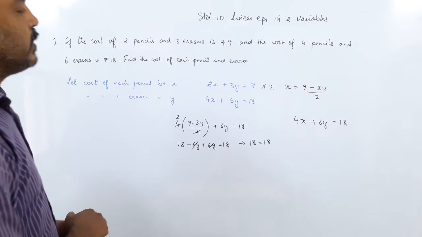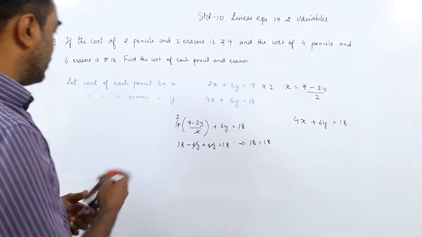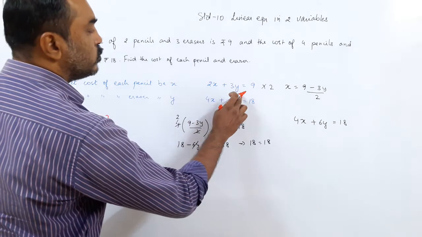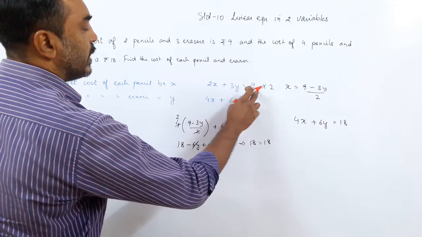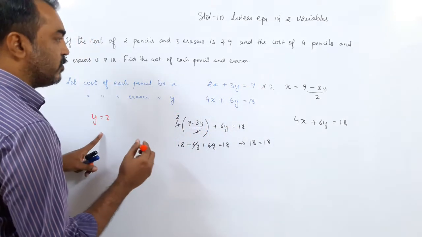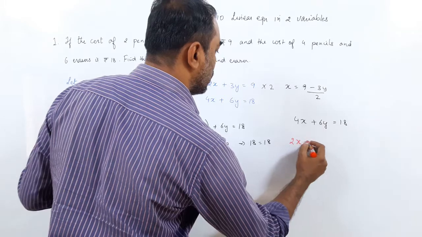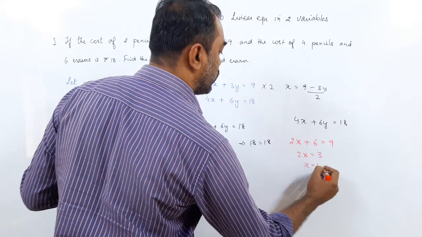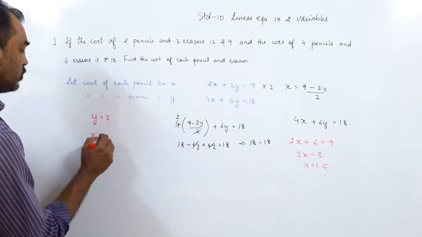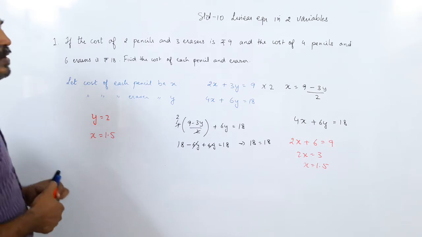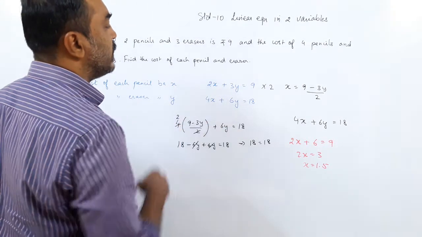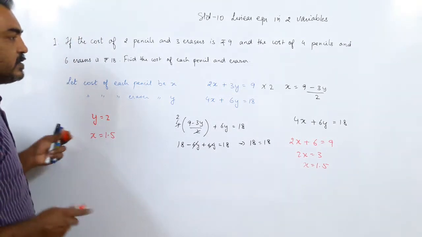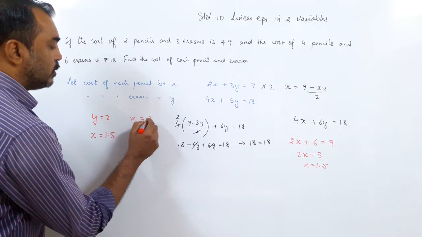So if you take the value of y to be 2, then 3 twos are 6, so 9 minus 6 is 3. We put the value of y equal to 2: 2x plus 3 twos are 6 equal to 9. 2x equal to 3, x equal to 1.5. So we will get x equal to 1.5. If I take each eraser cost 2 rupees, then each pencil will cost how many rupees? 1.5.